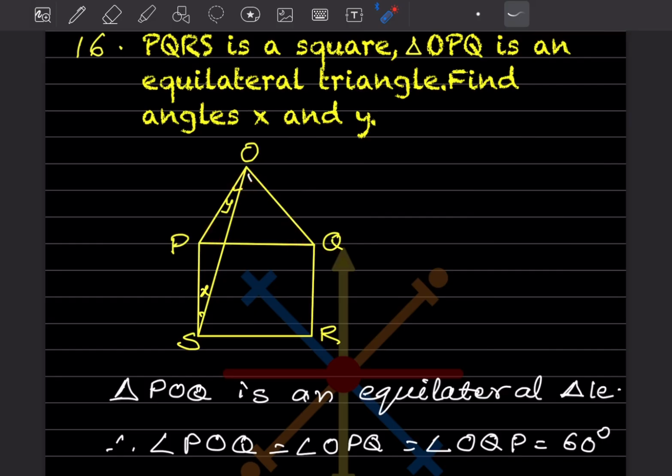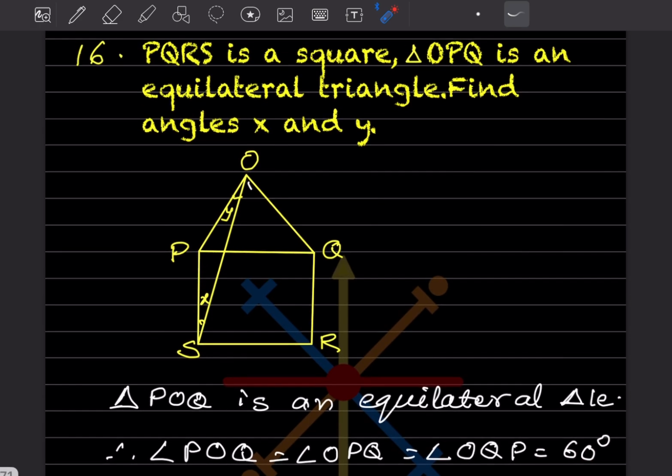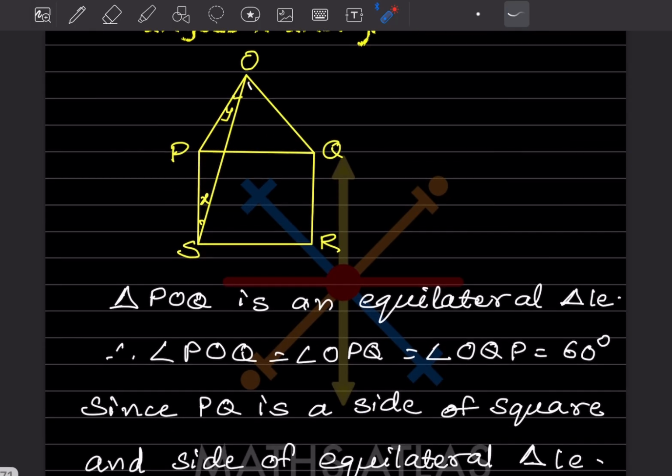Means here we can say angle POQ is equal to angle OPQ is equal to angle OQP, which is 60 degree because it's an equilateral triangle. Now here again it said that PQRS is a square. That means this side is equal to PQ. All sides are equal. That means whatever this side, this is going to be the same as this and this one.